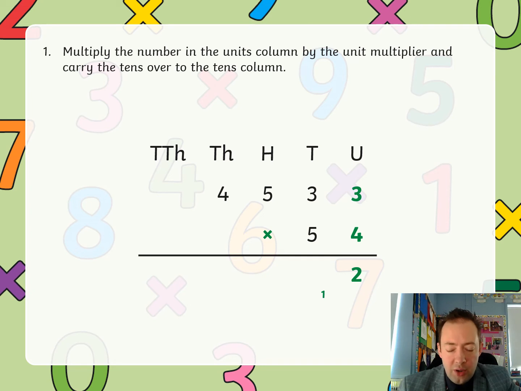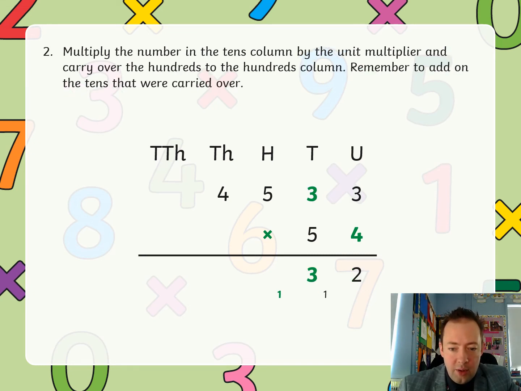There we go. We're talking about the units first. So you're timesing by the 4. We're timesing the 4 by the 3 to get 12. I put the 2 in the end column and the 1 next to it. I always write the little 1 first because then I feel like I'm writing 12 in the correct order.